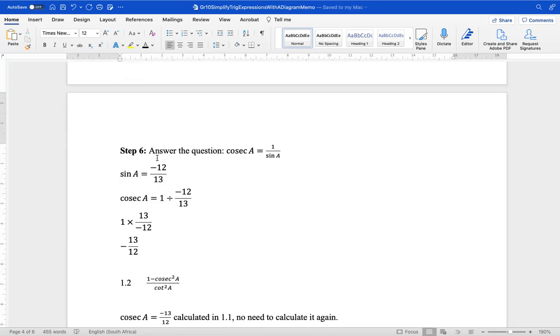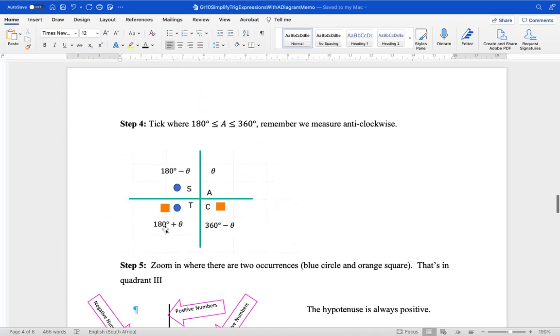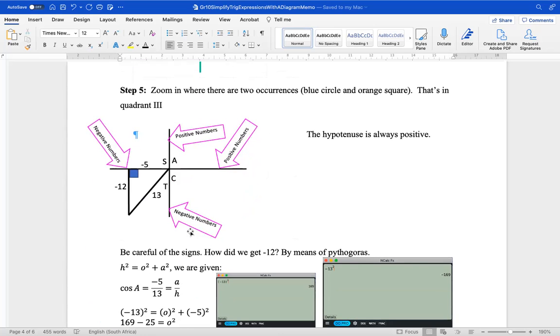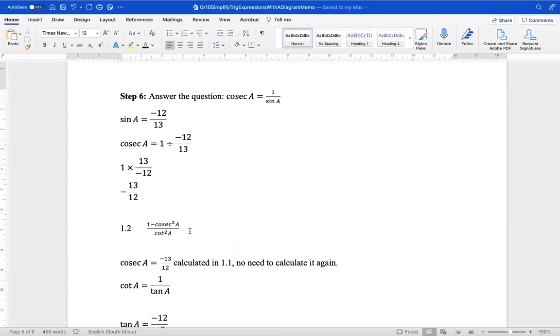Some of you are stopping at sine A, right? And then you're forgetting to actually answer the question. What is it that you're supposed to determine? Remember, all of this, the casting, picking your quadrant, it's a preparation to actually answer the question. Please make sure that you answer the question at the end with the ratios that you found.